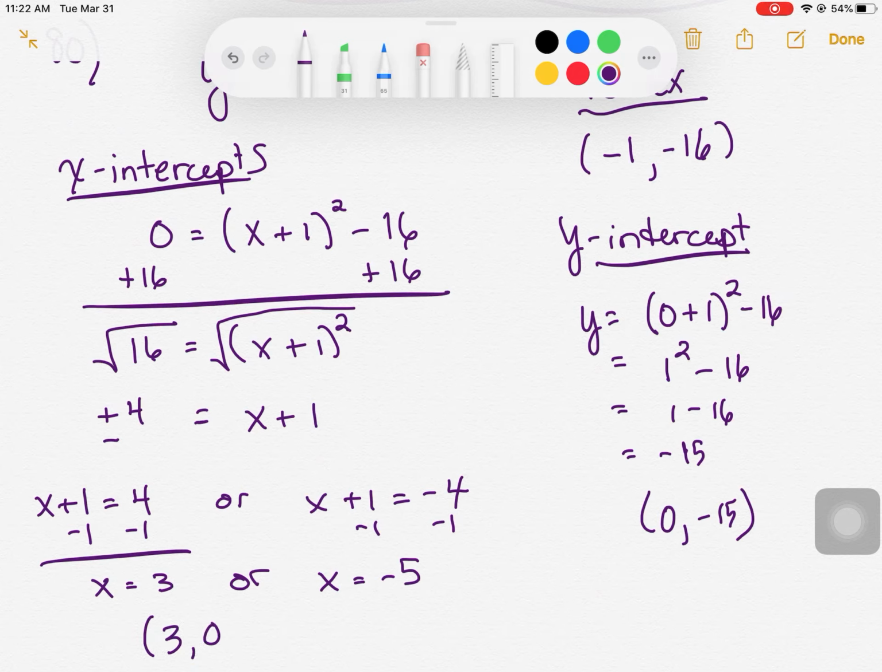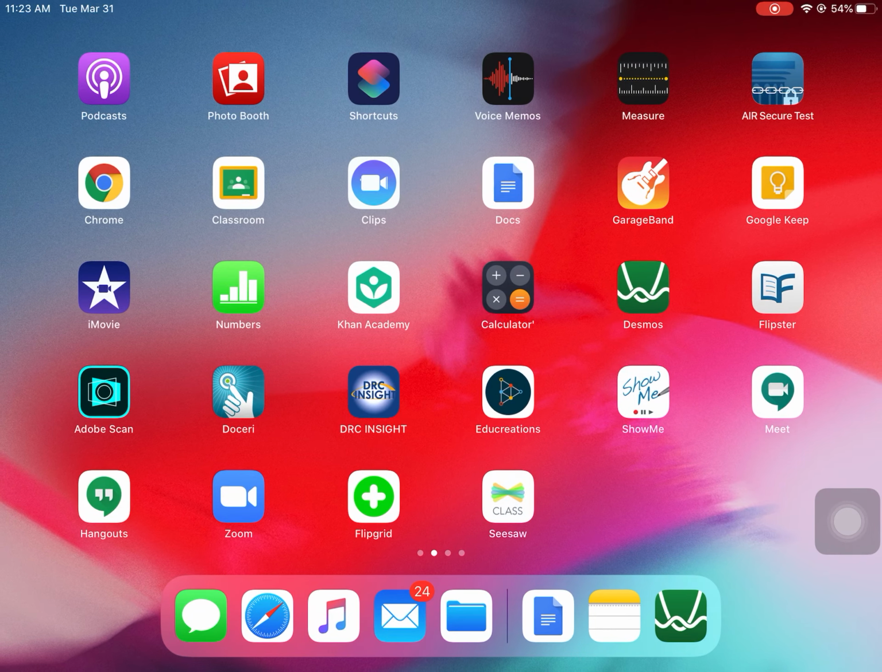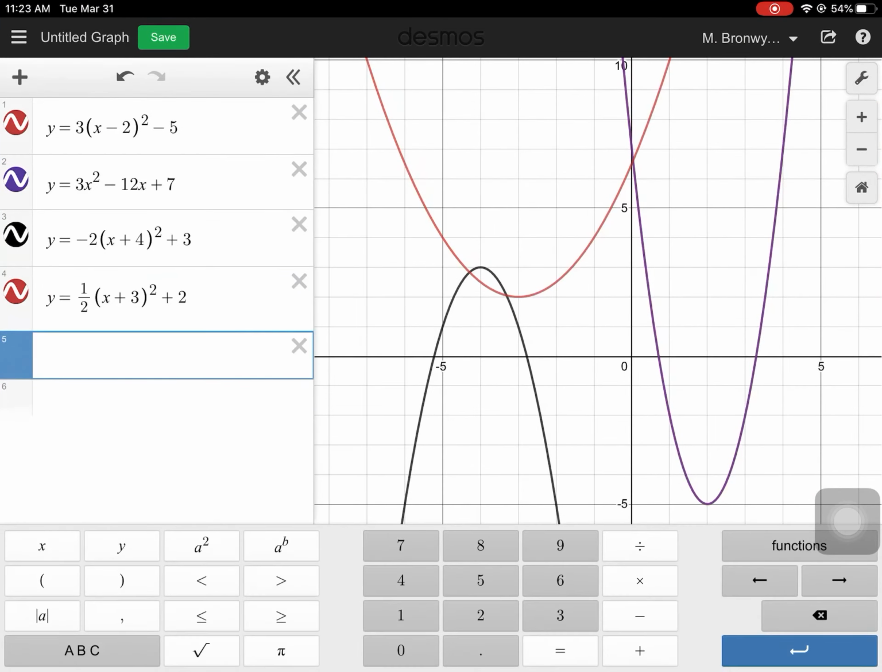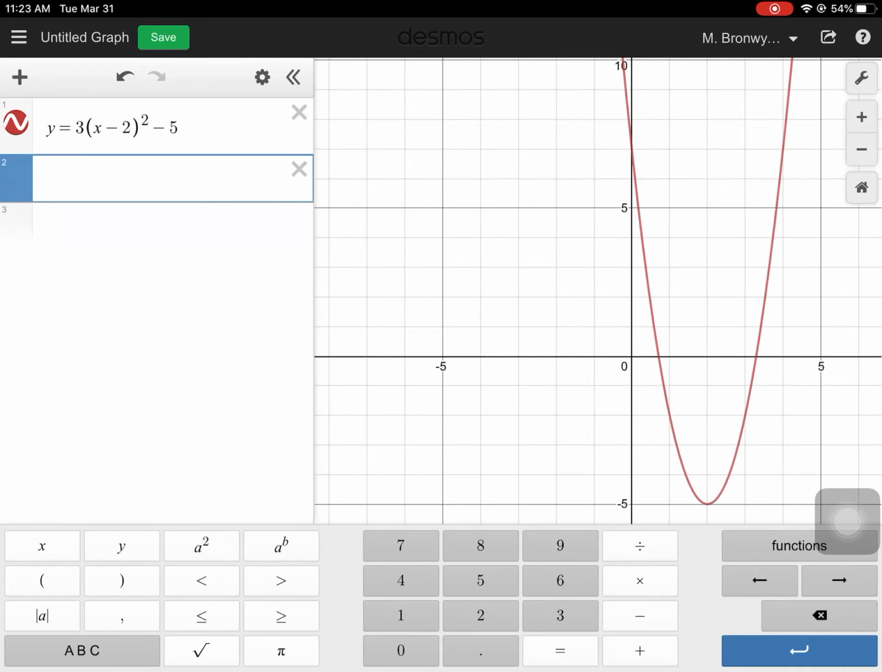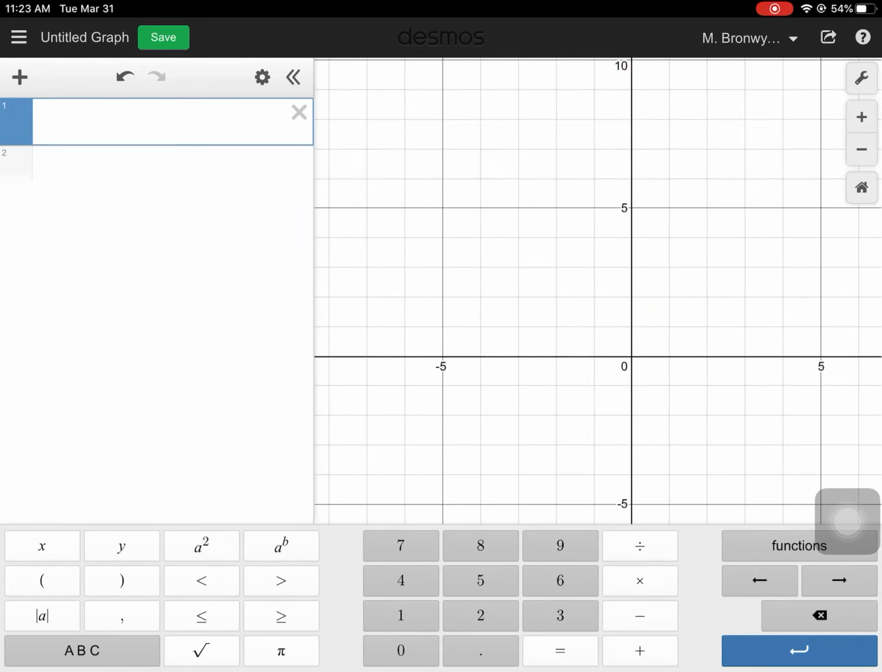And I end up with two x-intercepts at (3, 0) and at (-5, 0). Hopefully, if I did everything correctly, I now have 5 key elements. I have the vertex (-1, -16), (0, -15), (-5, 0), (3, 0), and we're going to go graph this equation and see if that's actually the case.